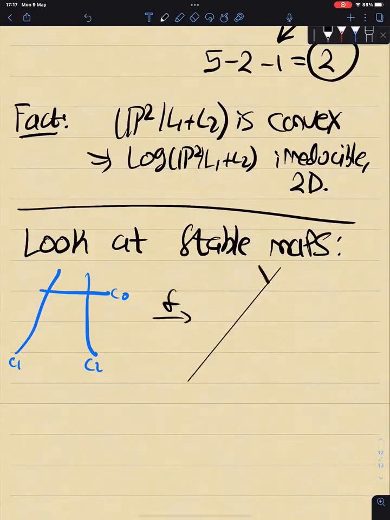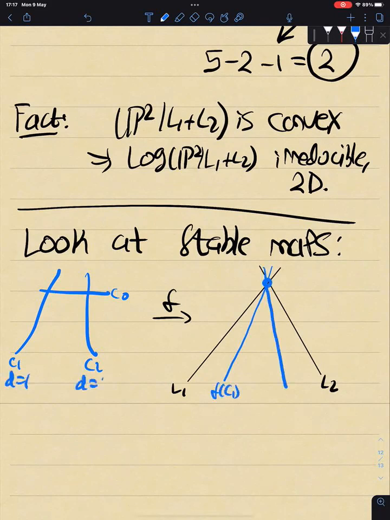Okay, so now I'm going to identify some locus in the naive space. Here my source curve is in blue, my target is in black. C1 is mapping with degree 1 onto a line. C2 is mapping with degree 2 onto another line, and they're meeting at the intersection point and connected by a bridge containing the marking. C0 is contracted to the intersection of the 2 lines.